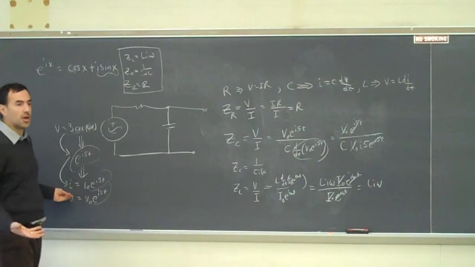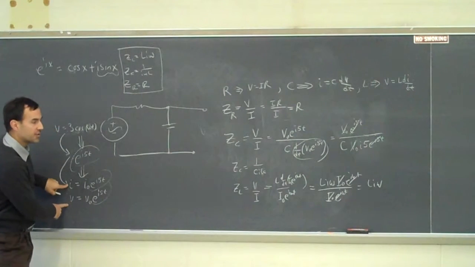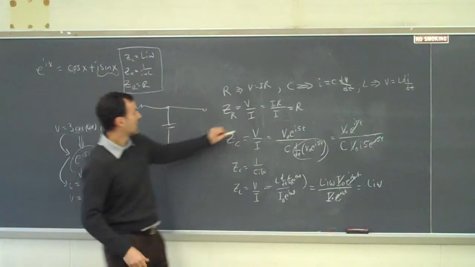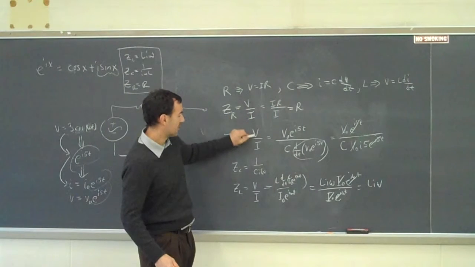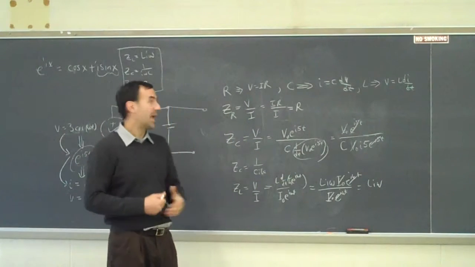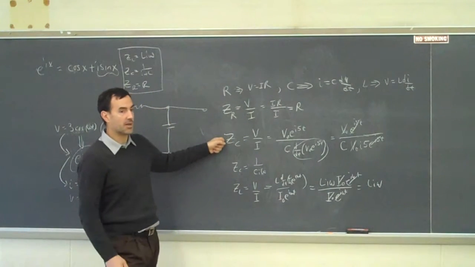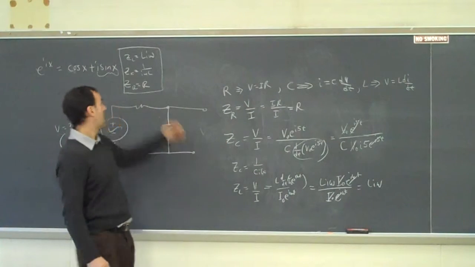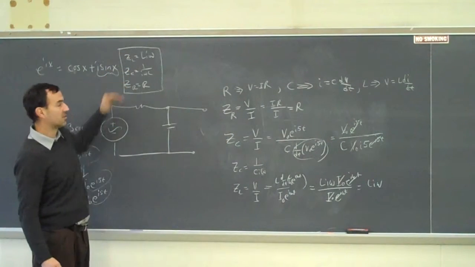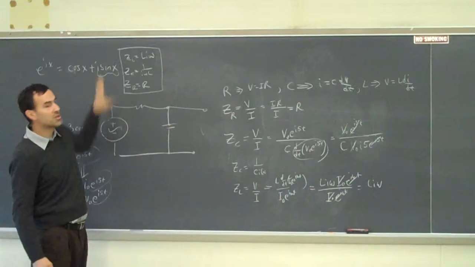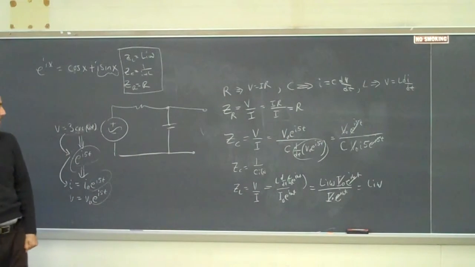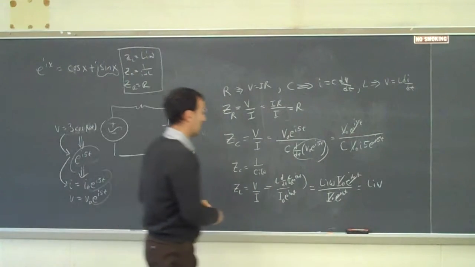And now I'm making another jump. I'm saying if I know the currents and voltages take on this form, I can look at this ratio of voltage to current and come up with a value of something I'm calling impedance. And I've got an impedance value for inductors, capacitors, and resistors. And I can use this information to solve circuits. In fact, I'm going to come back and do this example right here.